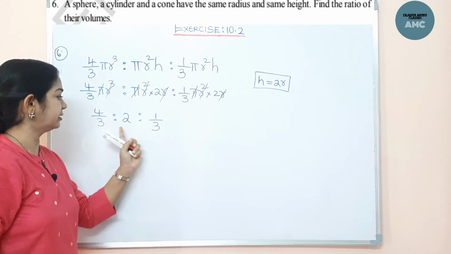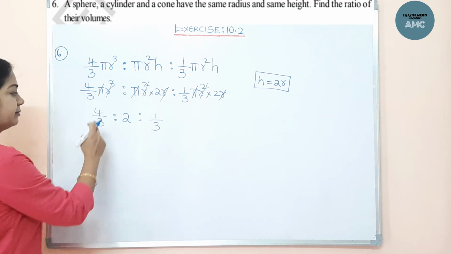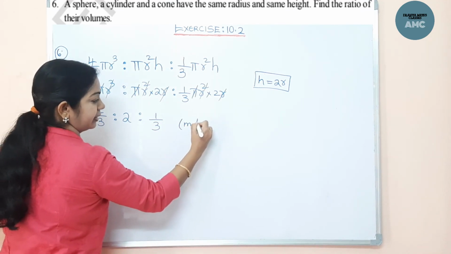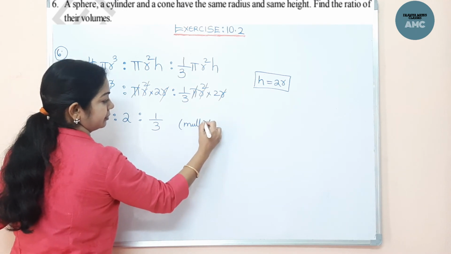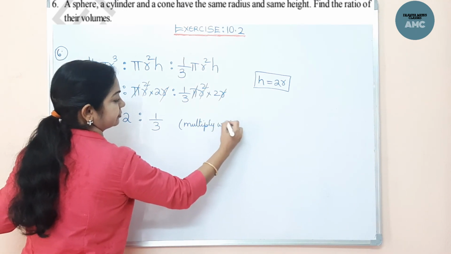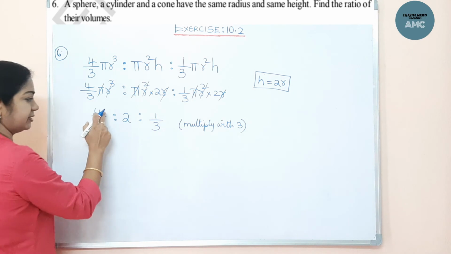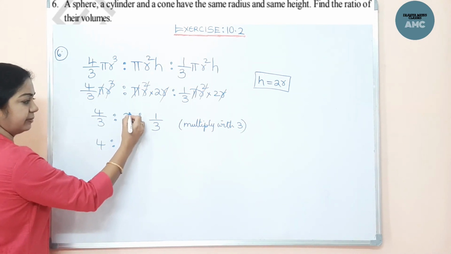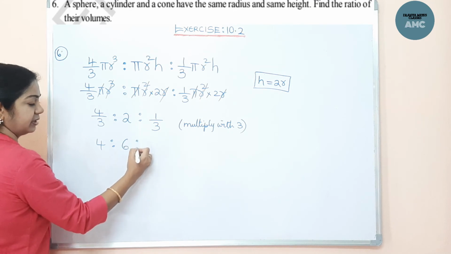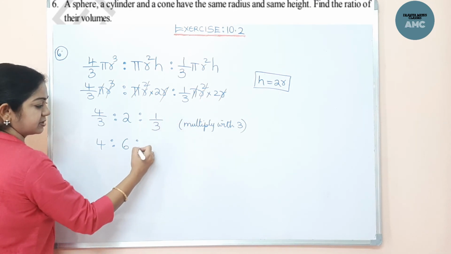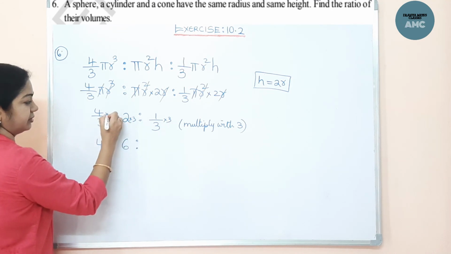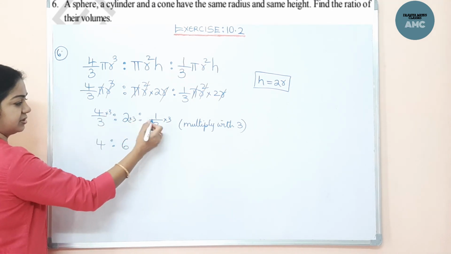Now I will make it into the same base. If I multiply throughout with 3, 3 and 3 cancel, so 4 is left over. Here multiply with 3, 6. Here multiply with 3, 3 and 3 cancel. Just multiplying with 3 here. Here multiply 3, here multiply 3, 3 cancels, 3 cancels.